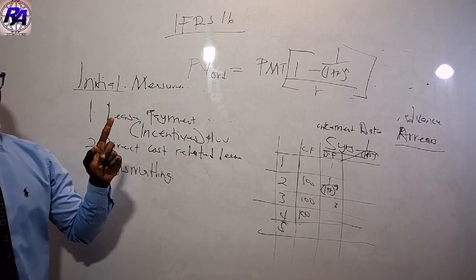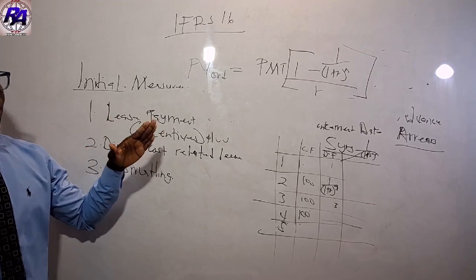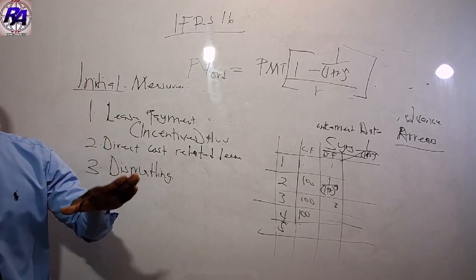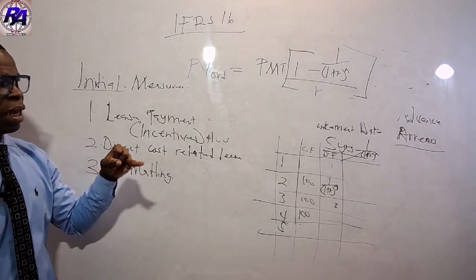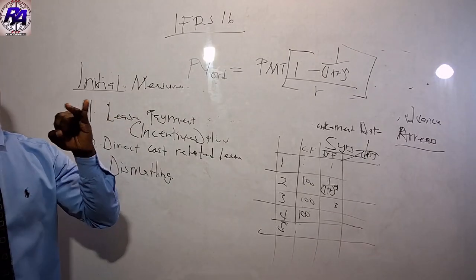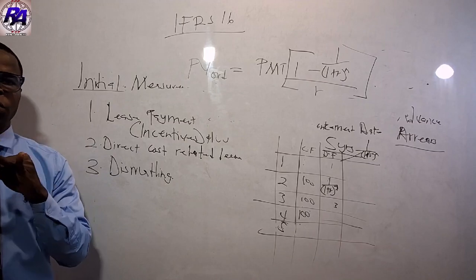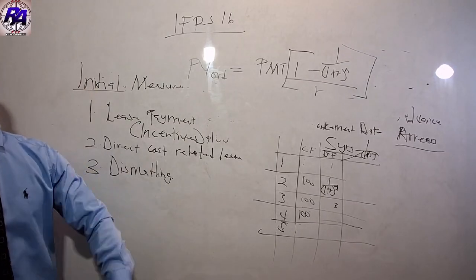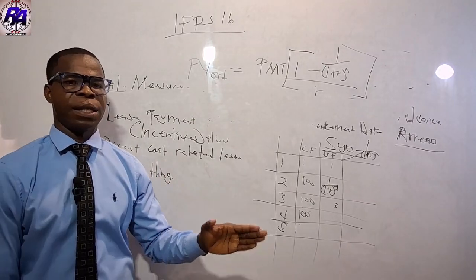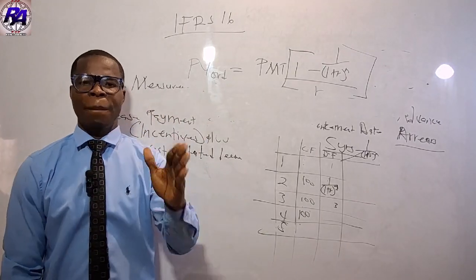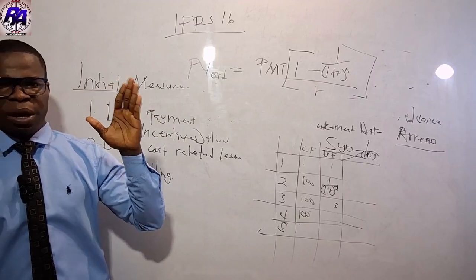So this is the way we account for the right of use asset. How we initially measure the right of use asset and how we initially measure our lease liability. The next thing we are supposed to look at is our subsequent measurement. How do we subsequently measure our lease liability and how do we subsequently measure our right of use asset?